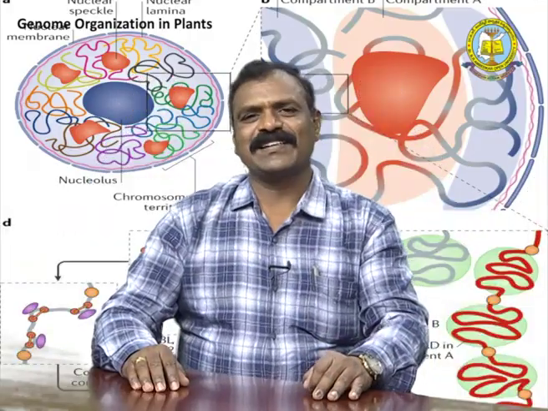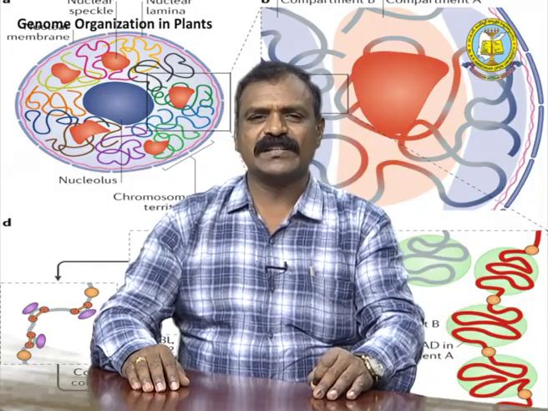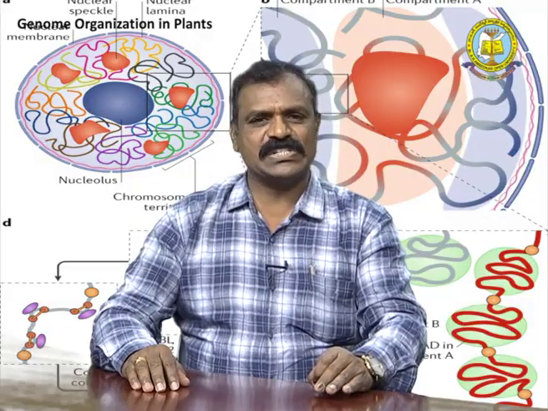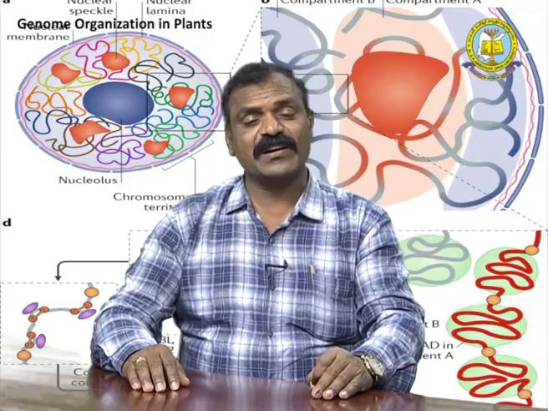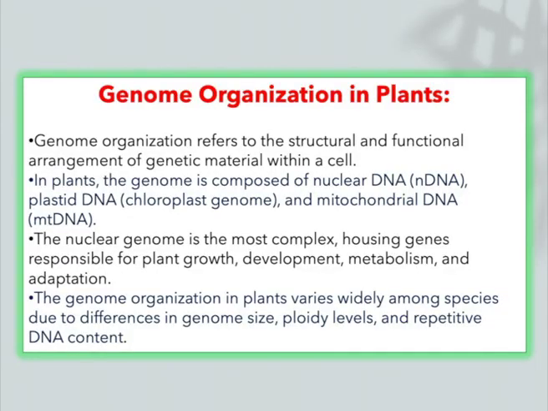Thank you, Ramakrishna sir. Actually, a gene is the structural and functional unit of heredity. Today we are going to discuss genome organization in plants along with gene expression. Genome organization refers to the structural and functional arrangement of genetic material within a cell. In plants, the genome is composed of nuclear DNA, a linear DNA that acts as the actual genetic material in plants, as in all living organisms.